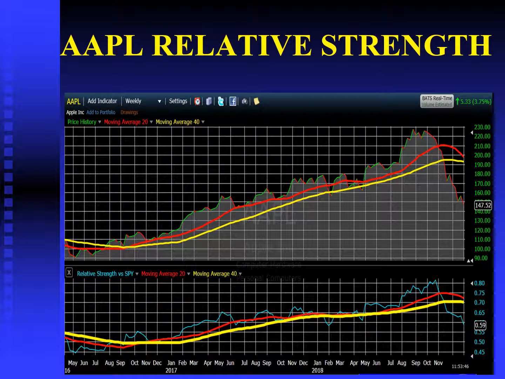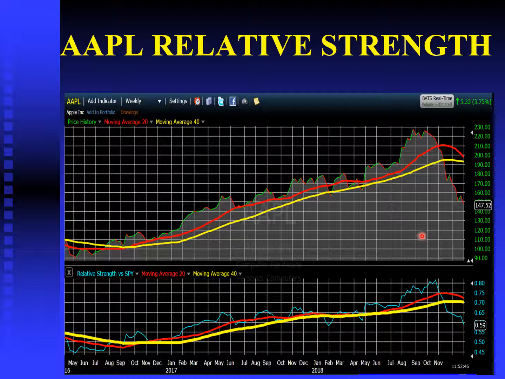This chart shows two panels, the panel above and the panel below. The upper panel shows the price of Apple on a weekly basis with its 20 and 40 week moving averages. The yellow line would probably correspond to what we usually intend as the 200-day moving average. But the point is that, as we know, Apple prices went down quite sharply.